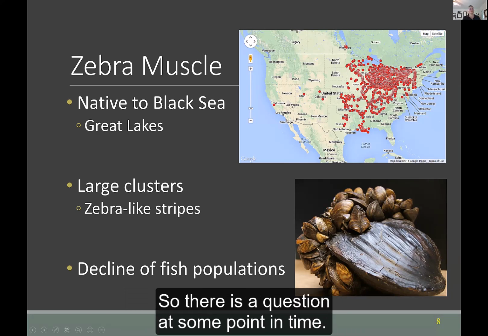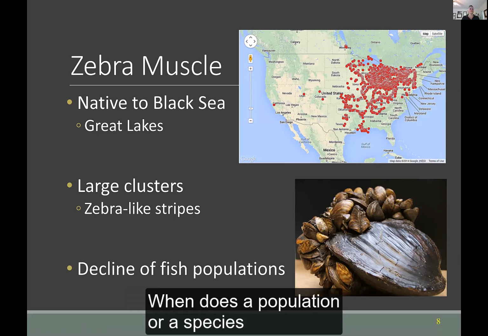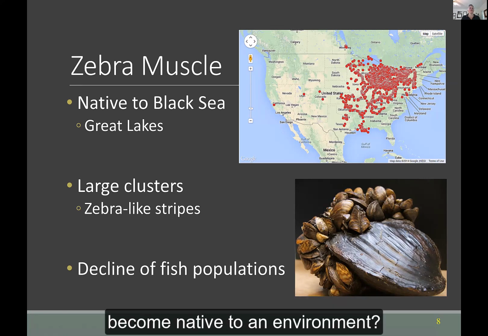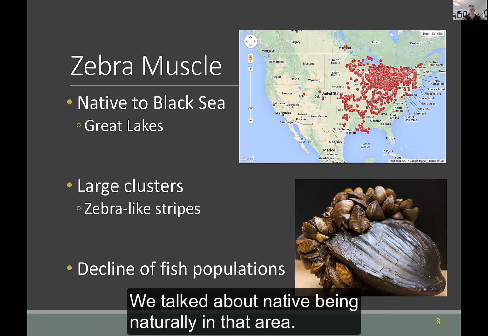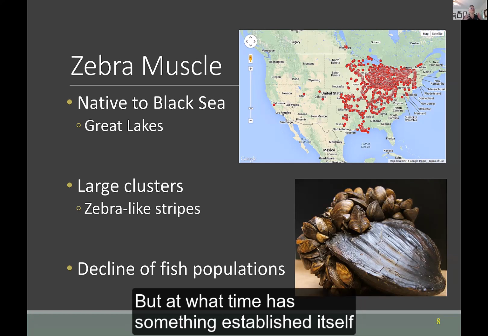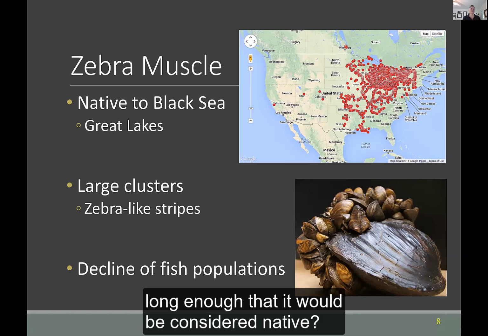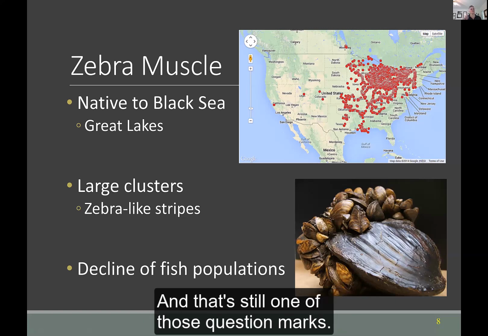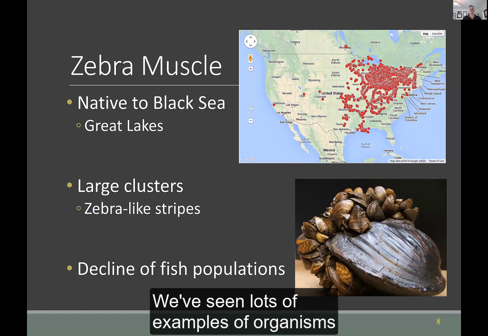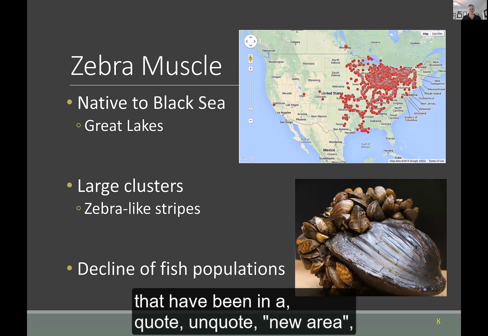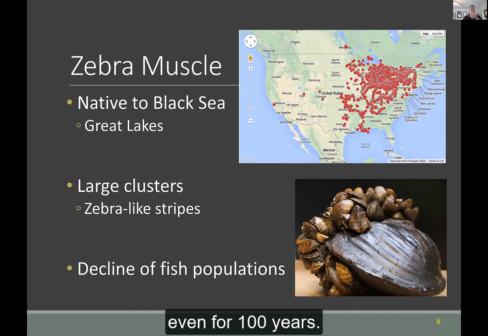So there is a question at some point in time, when does a population or a species become native to an environment? We talked about native being naturally in that area, non-native being introduced, but at what time has something established itself long enough that it would be considered native? And that's still one of those question marks. We've seen lots of examples of organisms that have been in a quote unquote new area, even for like 100 years. And so at what point is it natural?